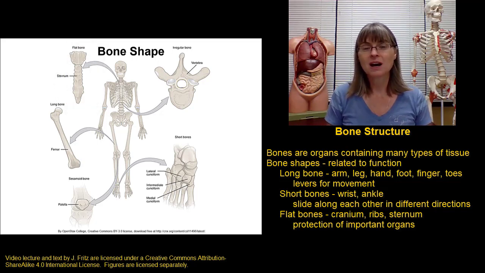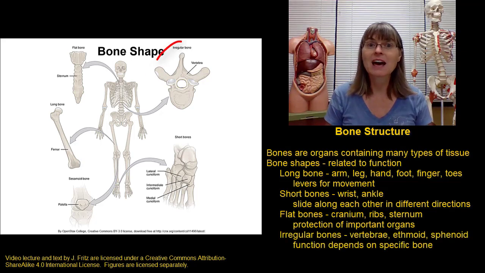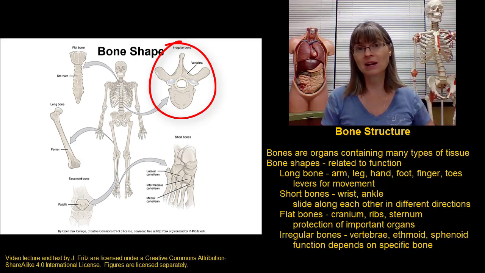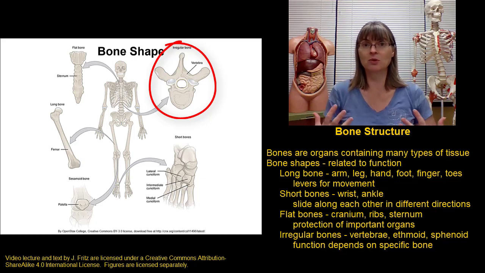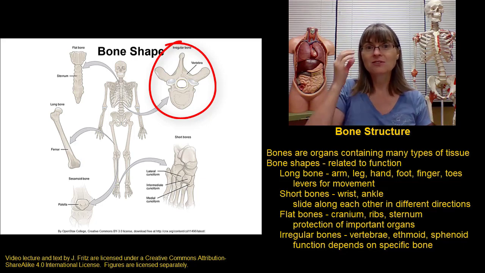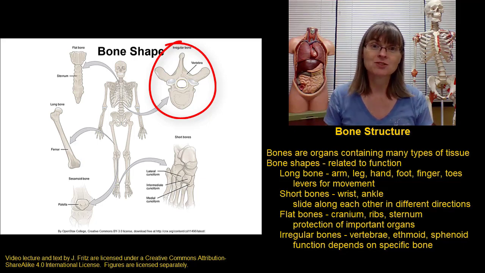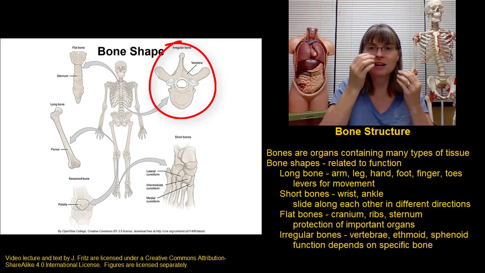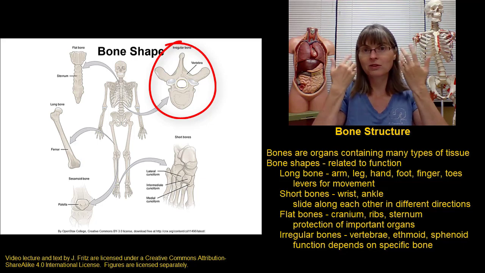Some of our bones are considered irregular bones. They have an odd shape, so they don't fit into any of the categories of being long or short or flat. These irregular bones have different functions depending on which bone we're looking at. Some examples of irregular bones would be the vertebrae that form the spinal column that protects the spinal cord and helps hold our bodies upright, and the sphenoid and ethmoid bones that are odd-shaped bones in the skull that are shaped just right to help provide the support that we need for the nasal cavity and the orbit or eye socket.